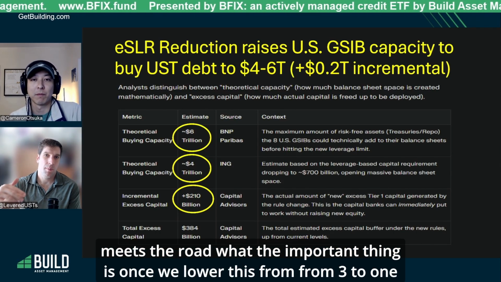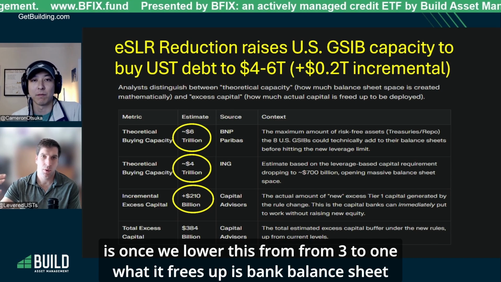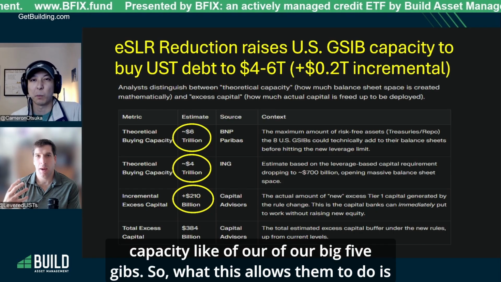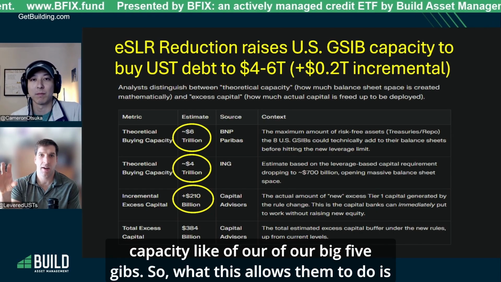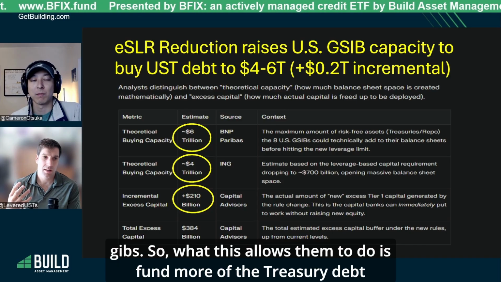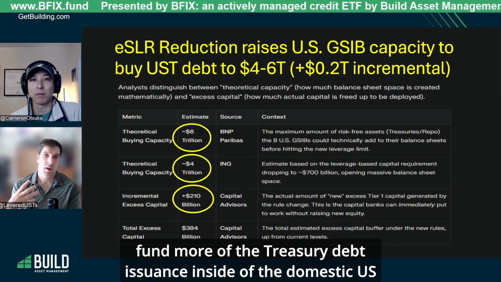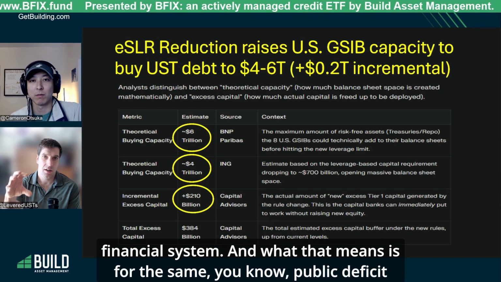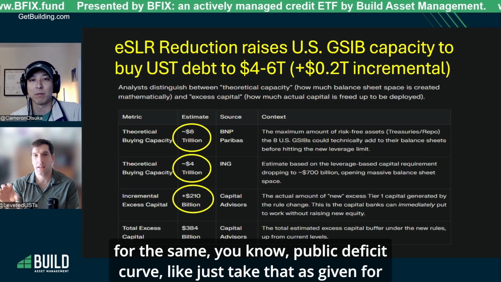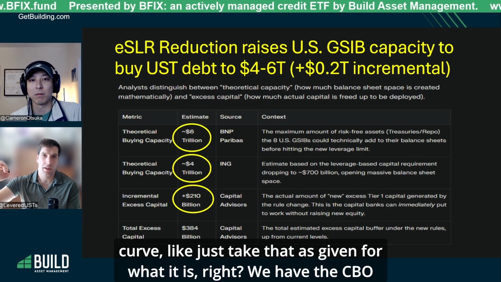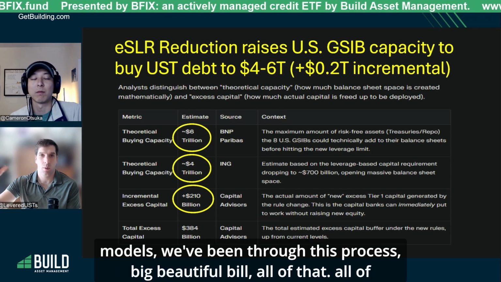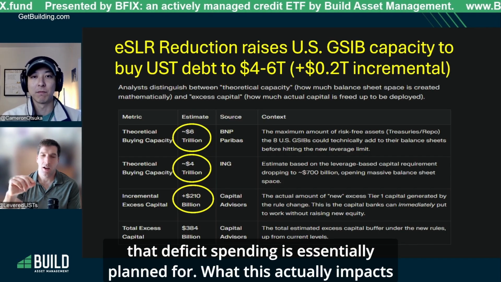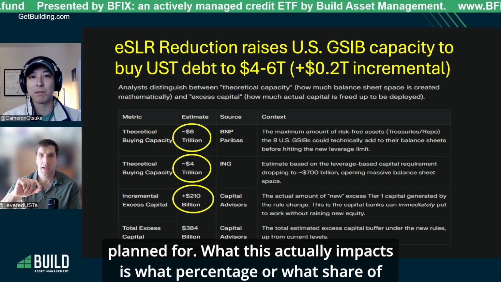Now, in terms of capacity in the system, where the rubber meets the road, the important thing is, once we lower this from 3 to 1, what it frees up is bank balance sheet capacity of our big 5 GSIBs. So what this allows them to do is fund more of the Treasury debt issuance inside of the domestic U.S. financial system. And what that means is, for the same public deficit curve, just take that as given for what it is, right? We have the CBO models. We've been through this process, big beautiful bill, all of that. All of that deficit spending is essentially planned for.